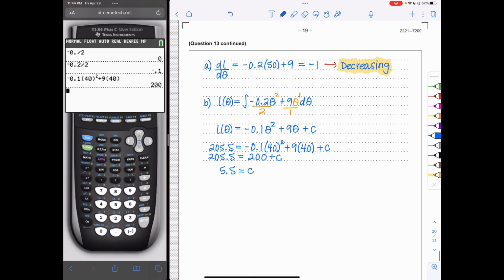So when I write my actual function, it's going to be L of theta is equal to negative 0.1 times theta squared plus 9 times theta plus 5.5. So that is my function here for L of theta.